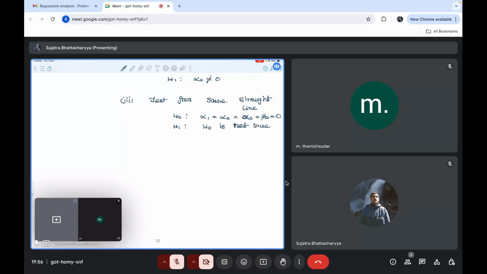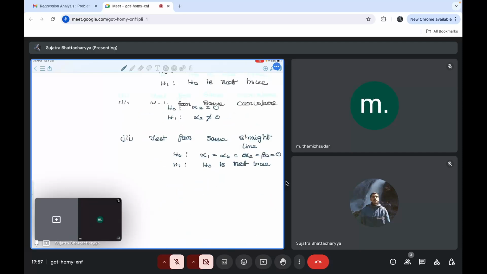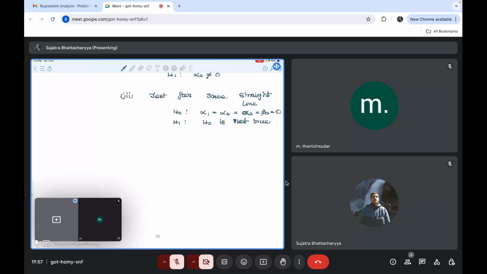Okay. So why is it happening? I'm just explaining again. See, in this model, the same straight line will be represented by this only. Curvature will not be there, and all other terms here will be 0, right? Because we need this. So for that, all coefficients have to be 0 in the null hypothesis.